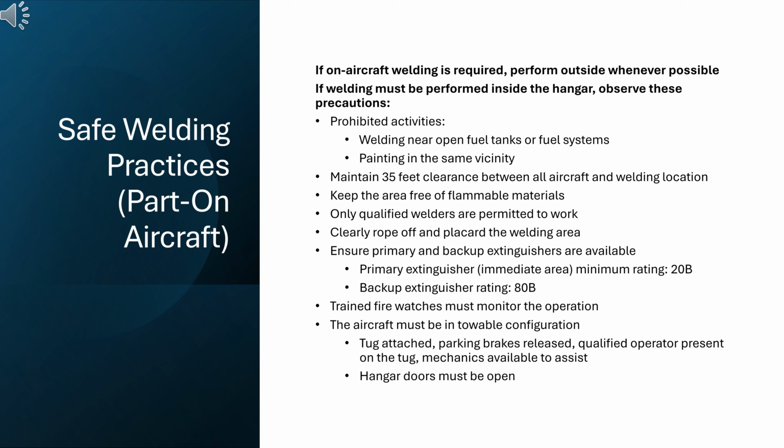35 feet of clearance must be maintained between all aircraft and the location of welding. The area must remain free from flammable materials, and only qualified welders are permitted to perform work. Before starting work, secure the welding area with ropes and placards and ensure primary and backup fire extinguishers are available. The minimum rating for the primary extinguisher, that is the extinguisher in the immediate area, is 20 Bravo. A backup extinguisher must also be available with a minimum rating of 80 Bravo.